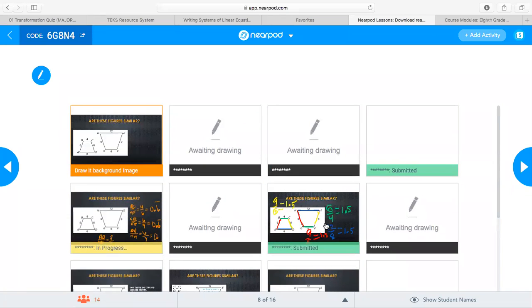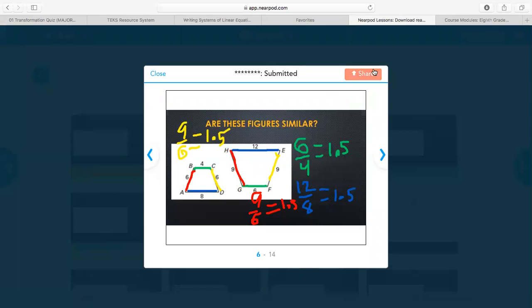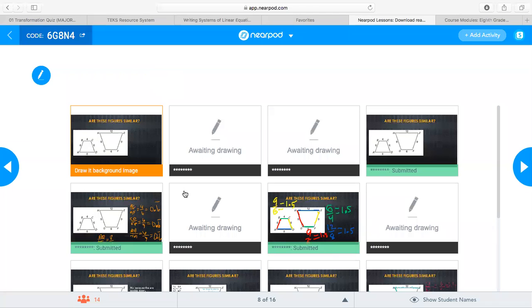All right, I'm going to use this person's. They beautifully color coded. Whoever this is, awesome. They showed with their colors which sides were corresponding. They did the big over small and got a ratio of 1.5. And since they all were 1.5, this means they are proportional.